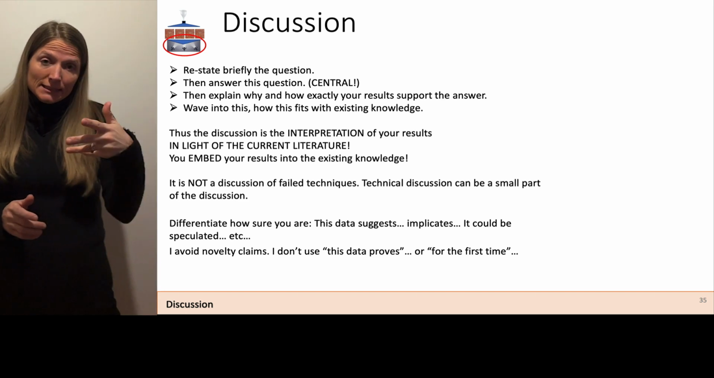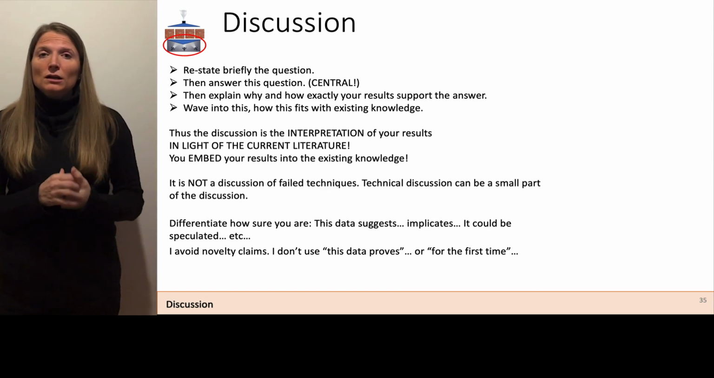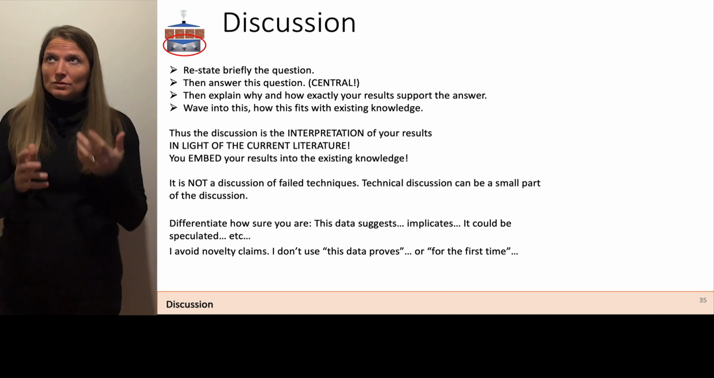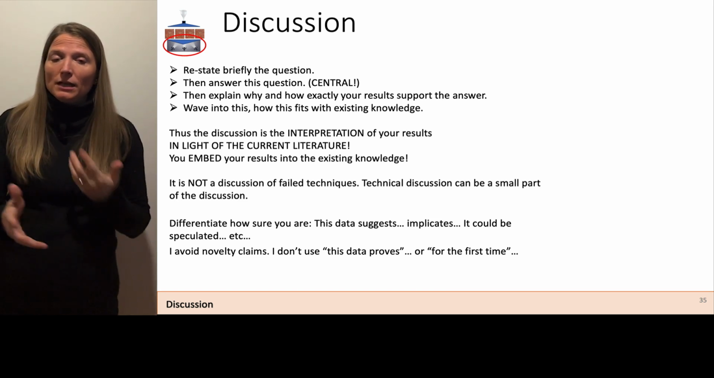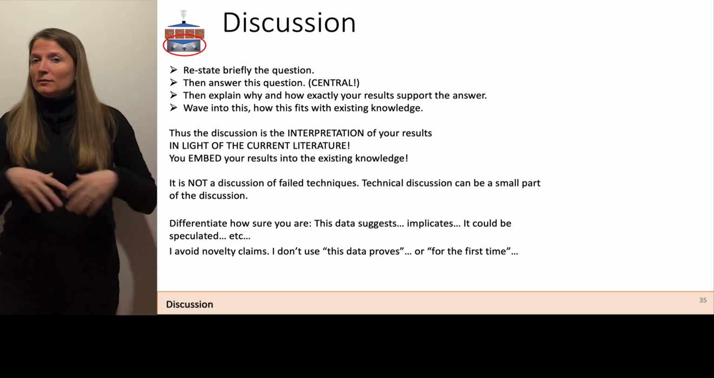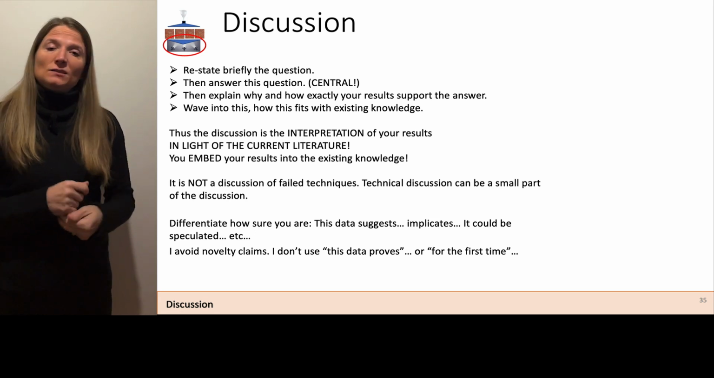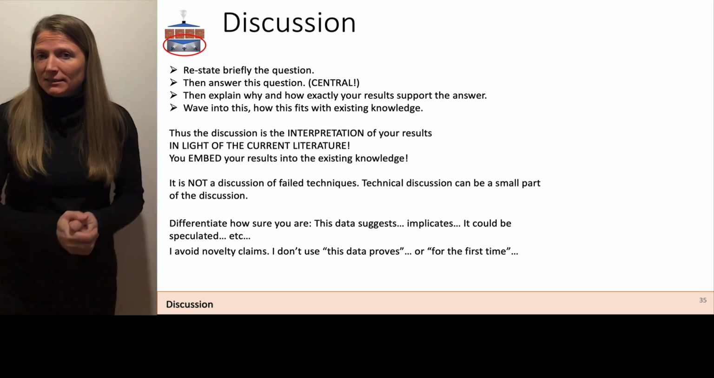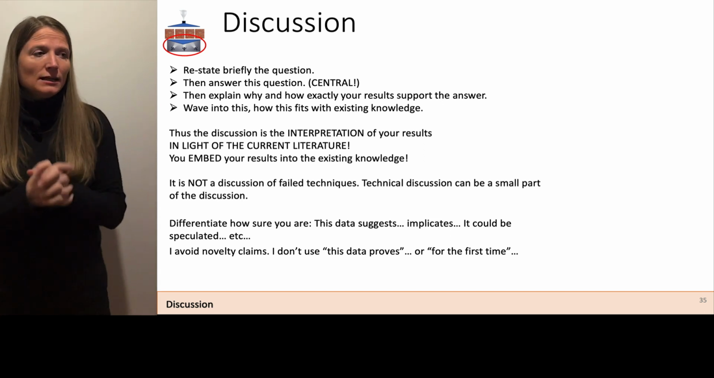In writing the discussion, you can differentiate a little bit how sure you are. There's some good advice and videos about how to play with the English language. There is a difference between saying this data suggests, or something implicates, or it can be speculated that it could be this or that. Future experiments would need to show this or that.